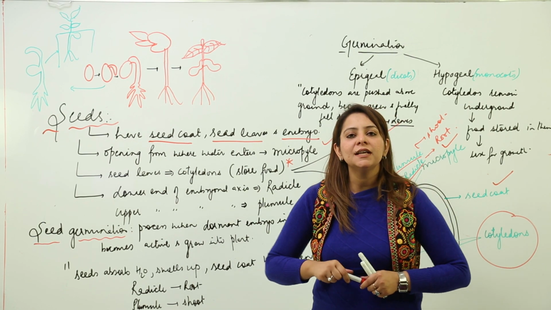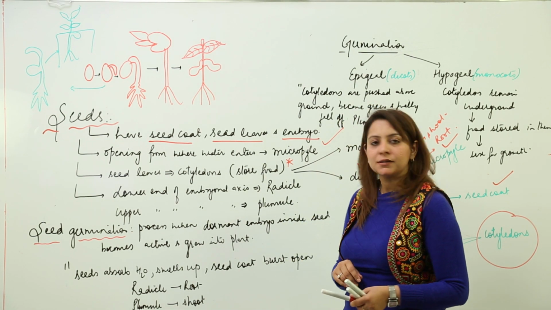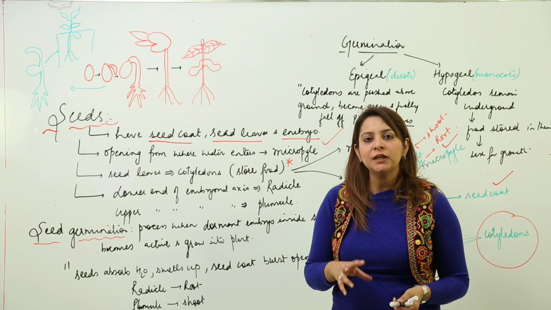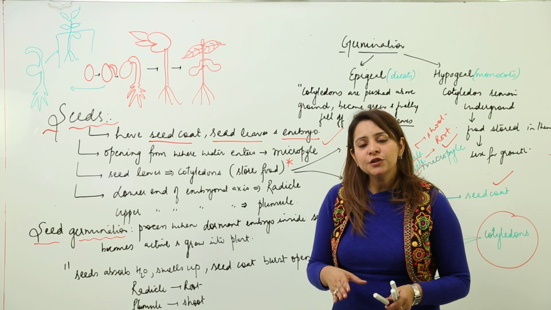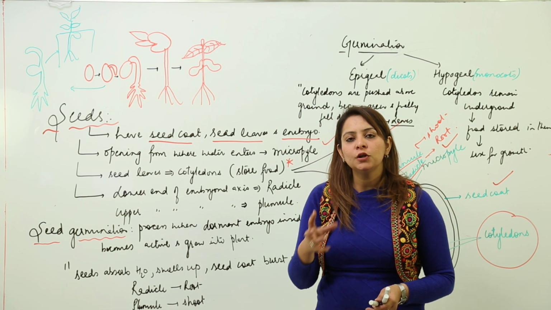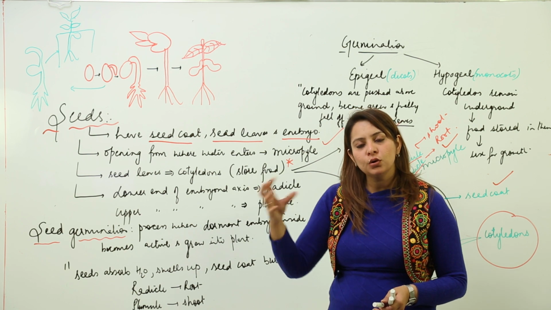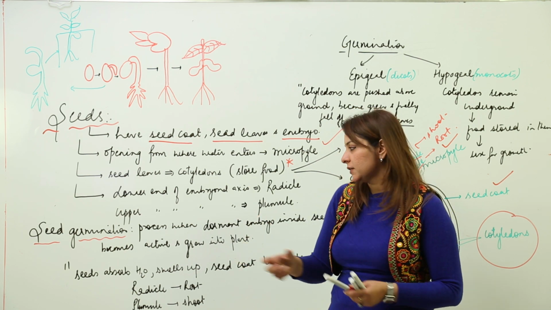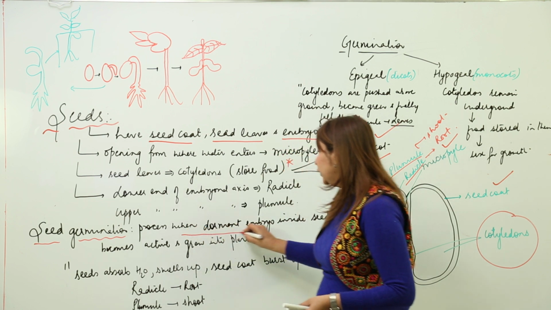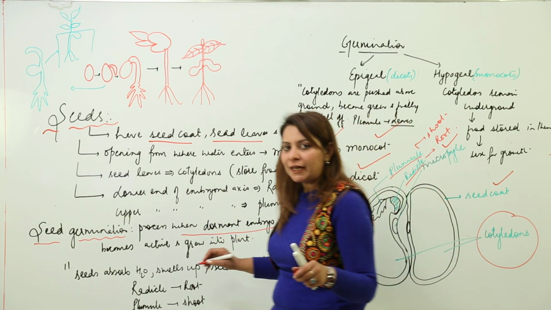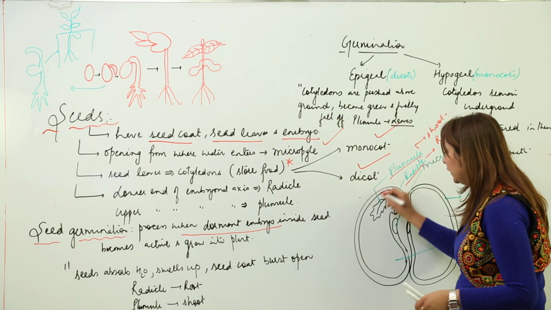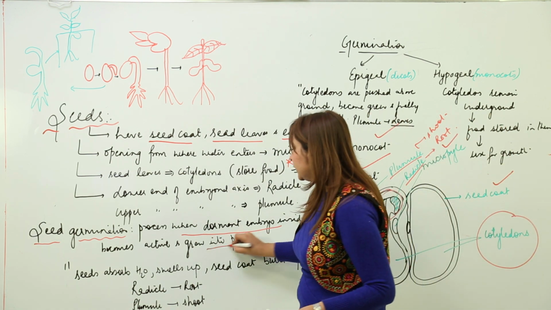Now we are going to see how seed germination takes place. First of all, we should know what seed germination is. Seed germination is a period when a dormant embryo grows and gives rise to a new plant. It is a process in which the dormant embryo inside the seed, which we have already discussed, grows into an active plant.